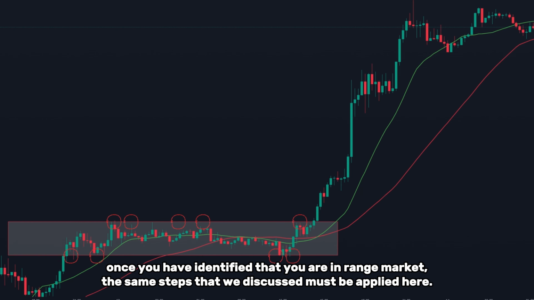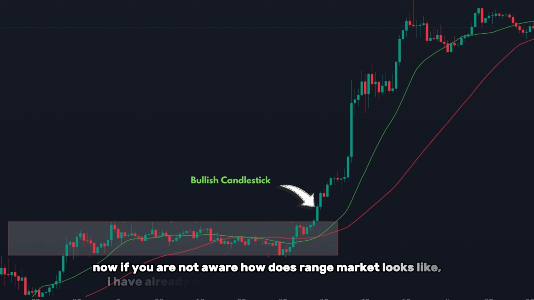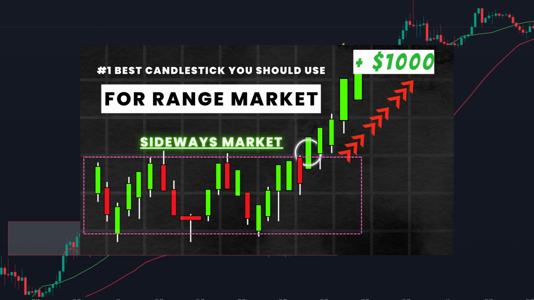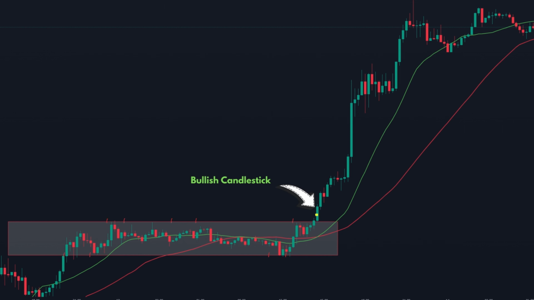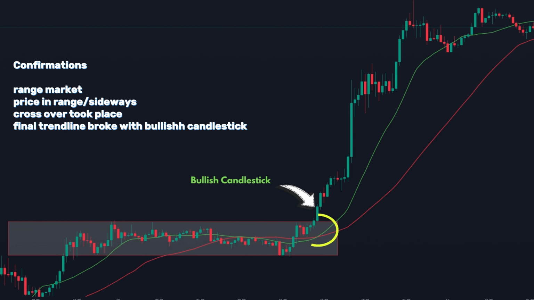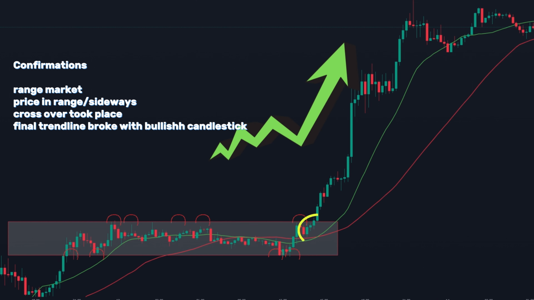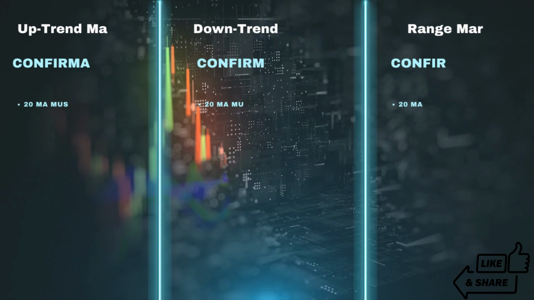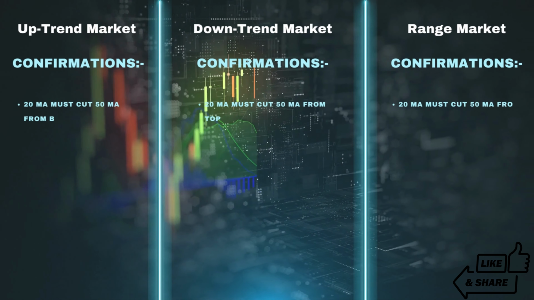Once you have identified that you are in a range market, the same steps that we discussed must be applied here. Now, if you are not aware what a range market looks like, I have already created a video on this, please watch it. Confirmations: range market, price in range sideways. Crossover took place. Final: trend line broke with a bullish candlestick. Let me summarize the entries for uptrend, downtrend, and range market.